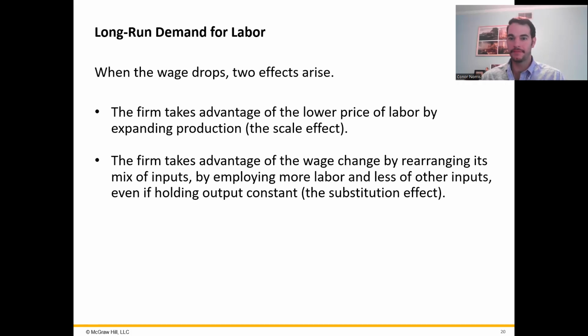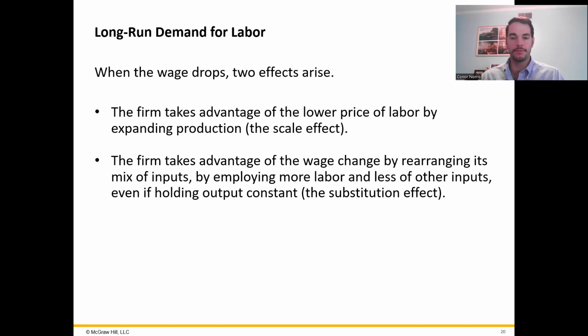Okay, welcome back. In this lecture, we're going to go through the long-run demand for labor. So far, we've explored how firms determine the optimal combination of labor and capital so that they can minimize costs while producing a certain level of output. This involved understanding the isoquants and the isocost lines and how firms use these two curves to make cost-effective decisions.